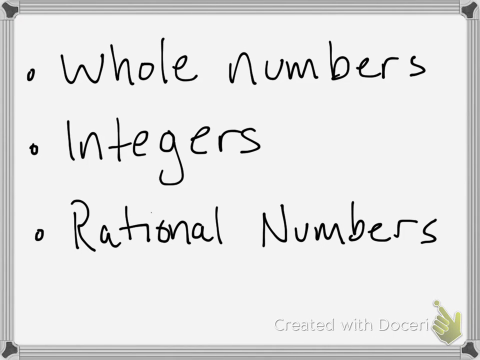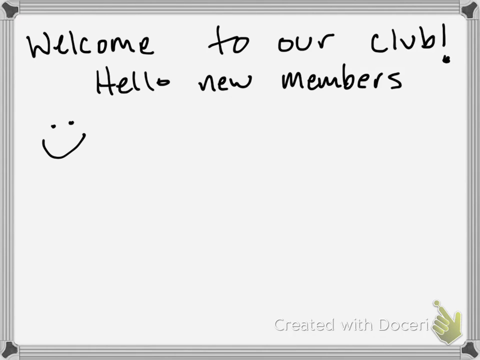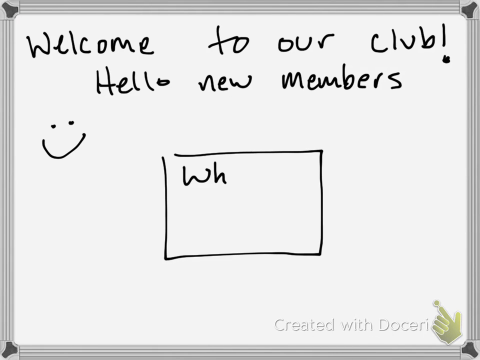This time we are going to talk about numbers, and specifically sets of numbers like whole numbers, integers, and rational numbers. Alright, let's get started. We can think about these number sets as kind of like a club, where we'd say, hey, welcome to our new club, and hello to all of our new members. So the first club we're going to talk about is the club called whole numbers.